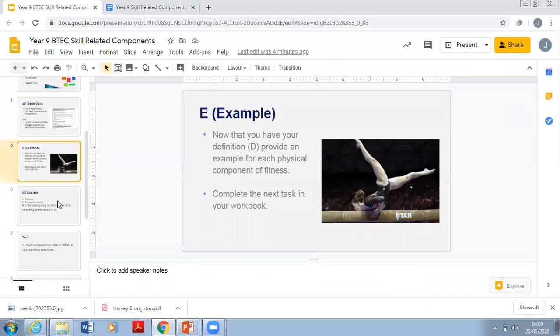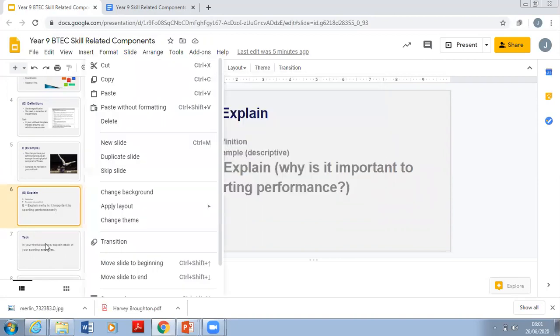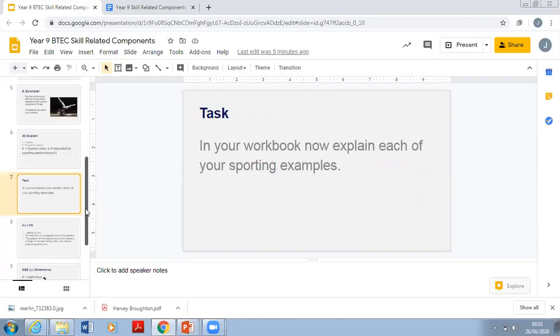Moving through into explain, it's really important again that you explain why it is important to sporting performance, all right? And that's the big thing with this exam and Unit 1, it's about sporting excellence, it's about sporting performance. It's not necessarily about Johnny who's trying to get fit, which your Unit 3 is more about. Unit 1 is about sporting excellence and sporting performance, and you usually get asked questions relating to performance, okay? So that's really important to understand.